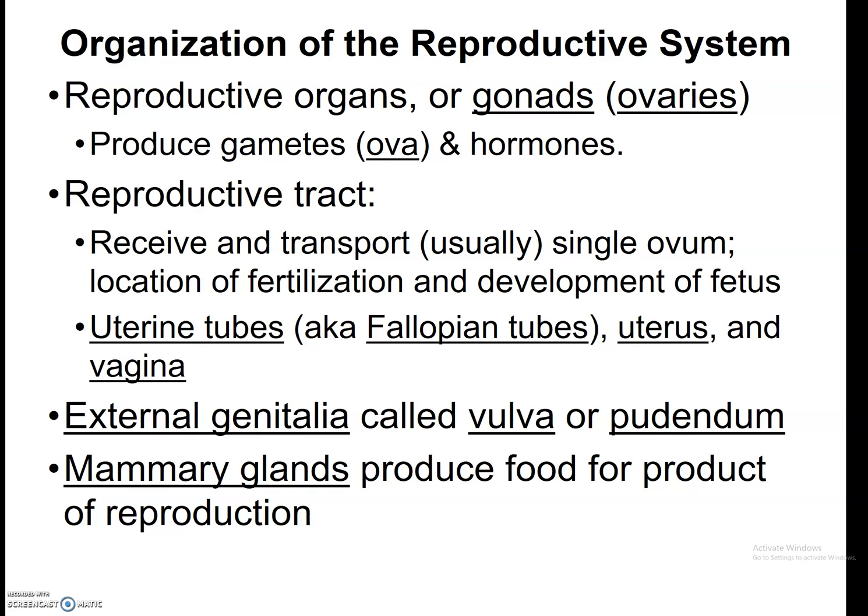So the reproductive organs in females are called ovaries. The ova are produced by the ovaries. In addition, there are sex hormones produced by the ovaries. The reproductive tract itself contains the ovaries, the uterine tubes or the fallopian tubes, the uterus, and the vagina. Now, the uterus itself also produces hormones, which we'll get to in a little bit. The external genitalia consist of the vulva and the perineum. The mammary glands are a part of the female reproductive system. However, they're not involved in fertilization, but the mammary glands produce food or milk for the offspring.